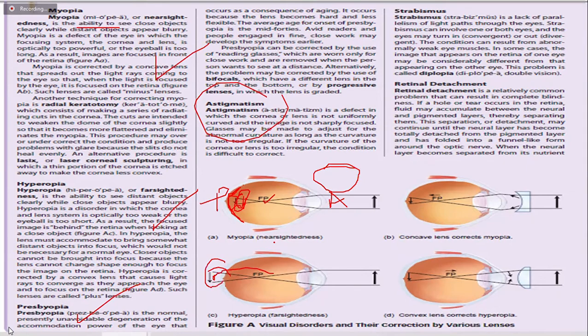To correct myopia, you use a concave lens. Concave. So, my cave. I want to dwell inside my cave. For myopia, the correction is a concave lens. Okay, doctors?